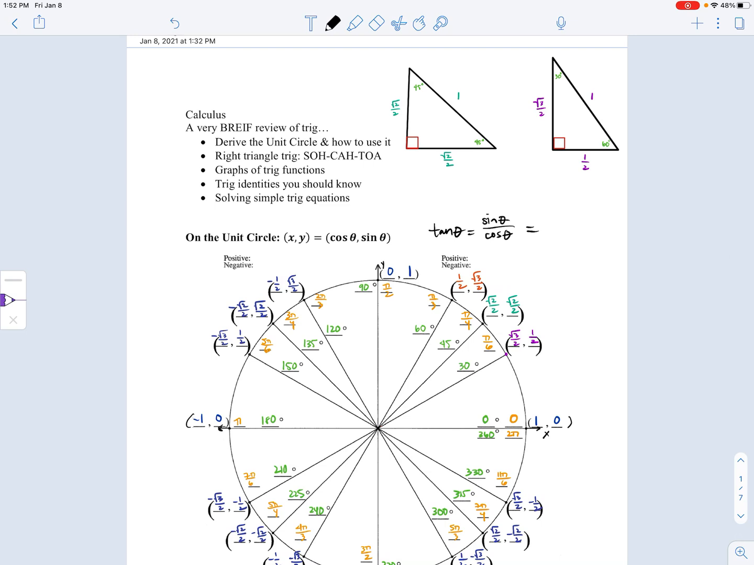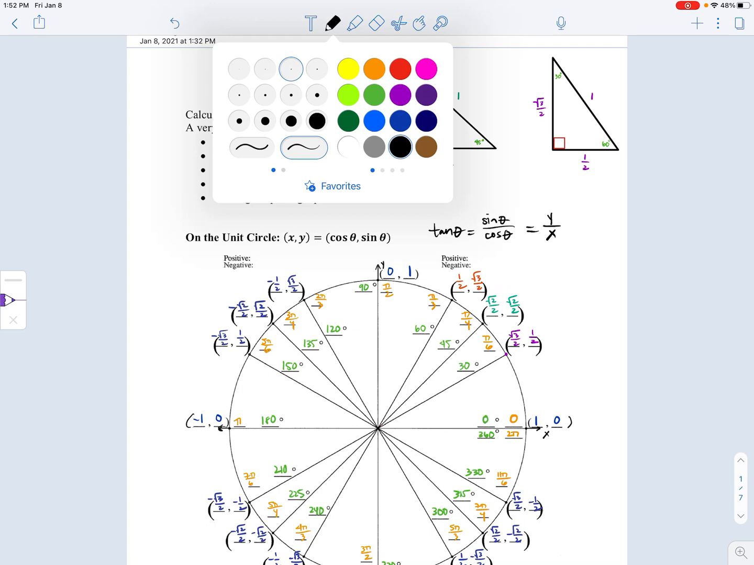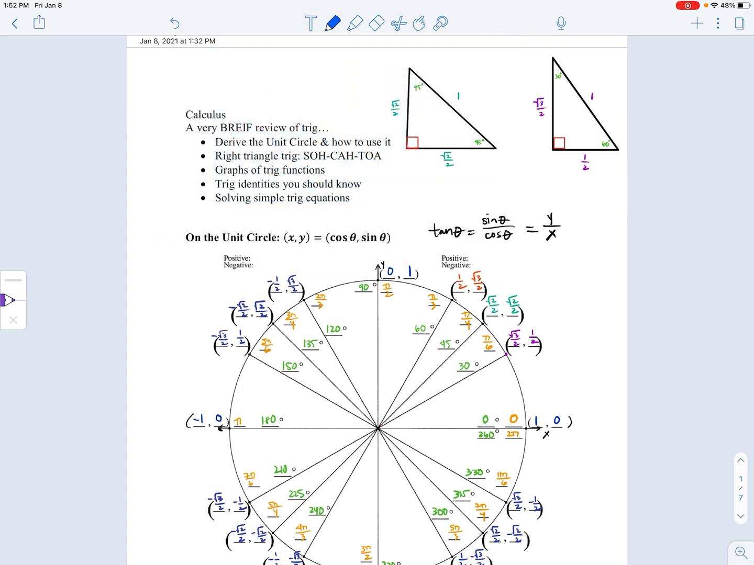So in the xy plane and in the unit circle specifically, tangent of theta is the ratio y over x. So if we think about taking each point that lies on the unit circle and simplifying that ratio, that will be the value of tangent.